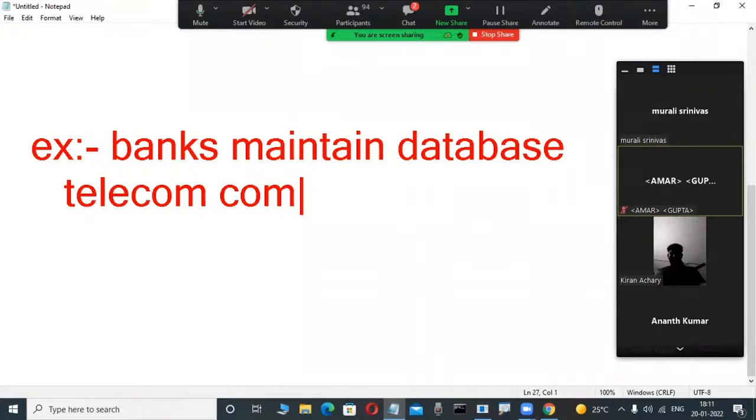Suppose so many people nowadays are purchasing items through online portals like Flipkart and Amazon. Those shopping portals also maintain databases. When you purchase an item, how is the order number generated? Through a database application, using the auto increment concept.